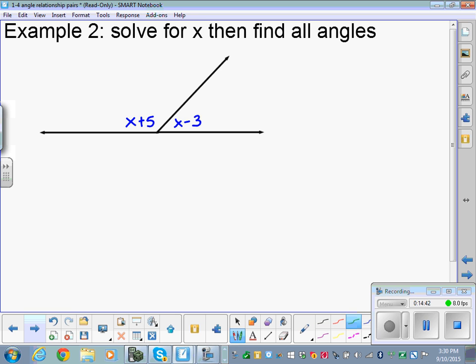Okay, solving for x, then find all the angles. It says solve for x and then find all the angles. Now, once again, you have to choose a correct statement. Use a correct statement and then solve for x. So if you use an incorrect statement, your answer won't be right.